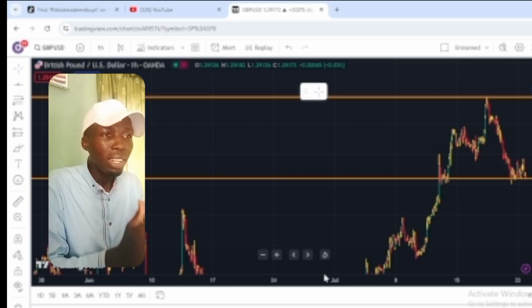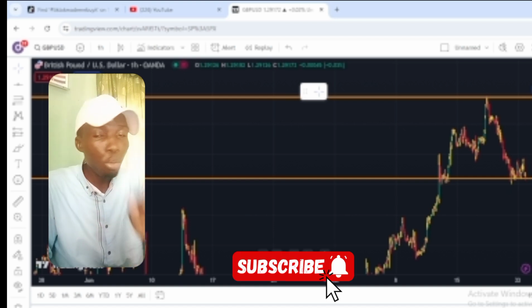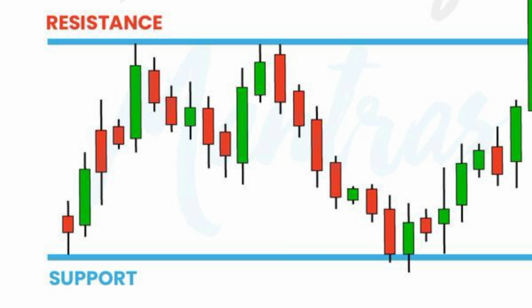So that is what support and resistance are. Let me just give you for the final time. The support level is the level, just like the floor level, where the market moves. Then the resistance level is the level at which the market is able to reach and bounce back to the ground. The ground becomes the support level, then the resistance level becomes the ceiling.